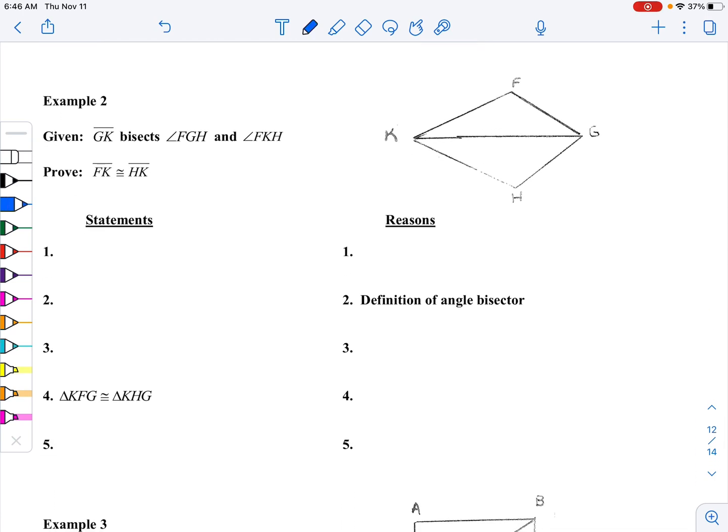Okay, I'm going to start with our given. I've got GK bisects angle FGH, and I'm going to write it separately. GK also bisects angle FKH. And that is our given.